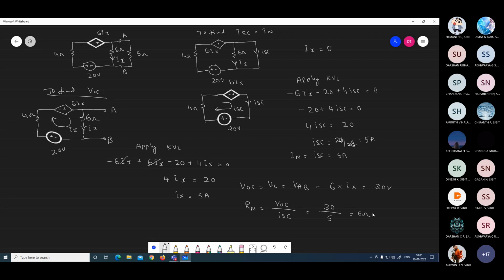Now write a Norton circuit. Write Norton's current. Write Norton resistance. Then you have to write the load terminal. This is the load, this is your 6 ohm. Norton's current is 5 amps. Then find out the current flowing through the load IL, which is equal to 5 into 6 divided by 5 plus 6, that is 30 by 11, which is equal to 2.727 amps. This is the answer.